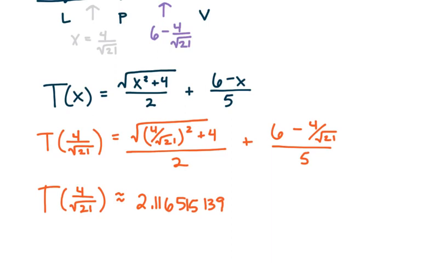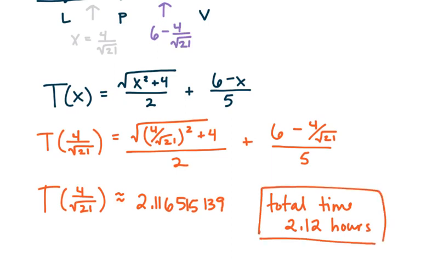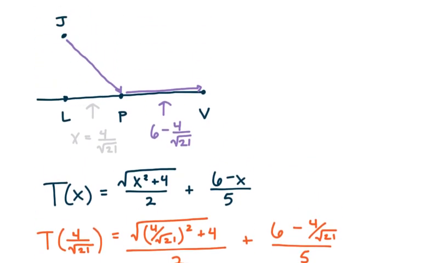So that means that if she were to row to this point, her total time is approximately 2.12 hours. And if we go back and think about our two values we had at the beginning, we said it would take Jane 2.2 hours to row directly to shore and then walk the 6 miles, versus it would take 3.16 hours for her to row straight downstream.